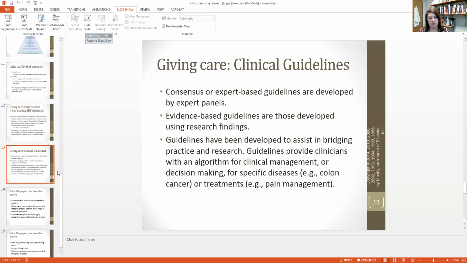Again, the reason that we use guidelines is that it helps us to bridge putting the research that's been created into practice at the bedside. You'll oftentimes see these algorithms or pathways used for clinical management of specific diseases or treatment plans.